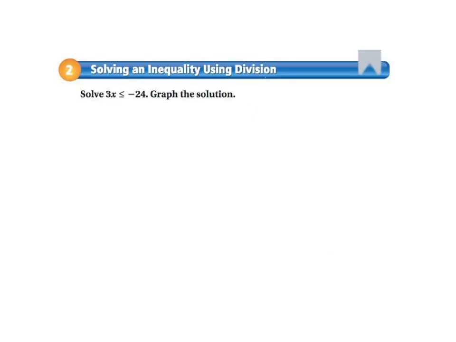Okay, now we're going to try one using division. So here we have 3x is less than or equal to negative 24. Remember, when you see something like this, it means 3 times x. The operation is multiplication. The inverse of multiplication is division, so I'm going to divide both sides by 3. Now, since I'm dividing by a positive number, we don't need to worry about flipping our sign. And we are left with x is less than or equal to negative 8.